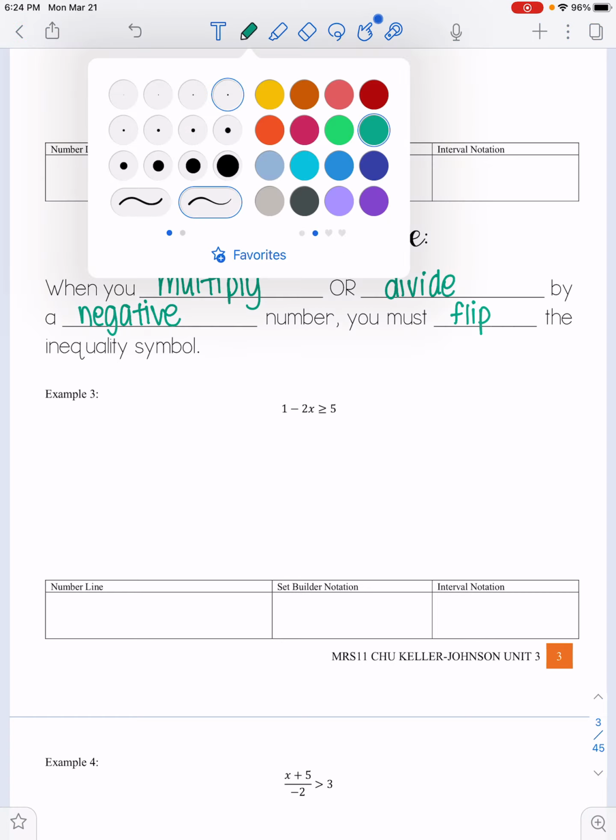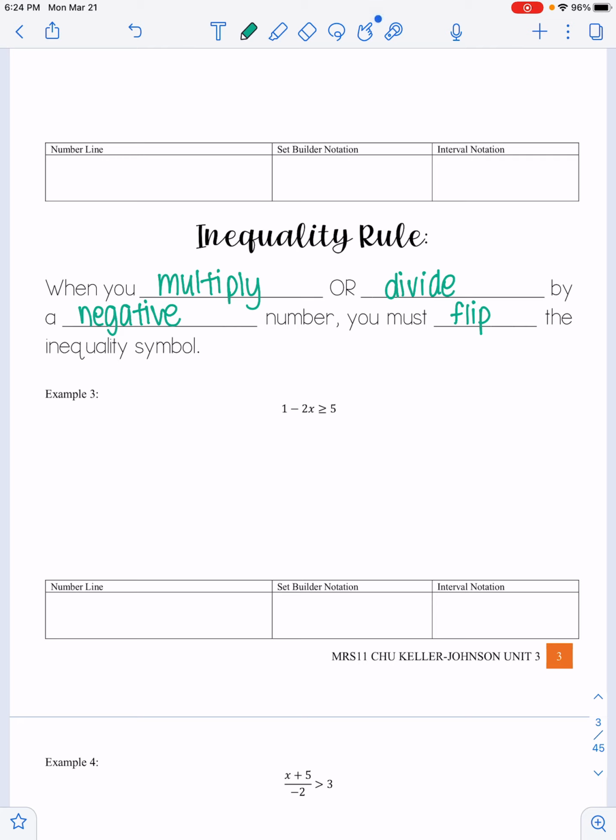Let's go ahead and try to solve this problem. The first thing we're going to do is, again, we're trying to get that 1 away from the x first. We're going to minus 1 from both sides. We get negative 2x is greater than or equal to positive 4. And then we're going to divide by negative 2 on both sides. So I get x here, and I get negative 2 here. Since we divided by a negative number, your inequality symbol must flip, okay? Again, this is only when we multiply or divide by a negative number. So our final answer is x is less than or equal to negative 2.